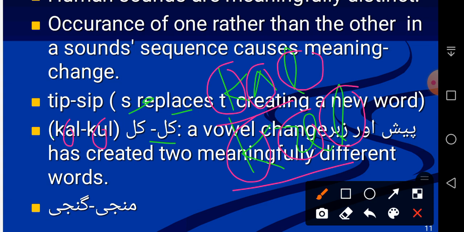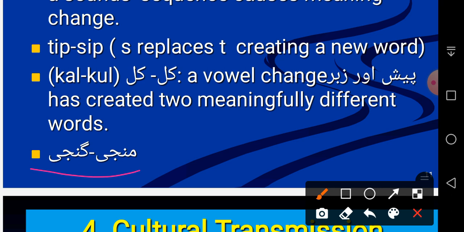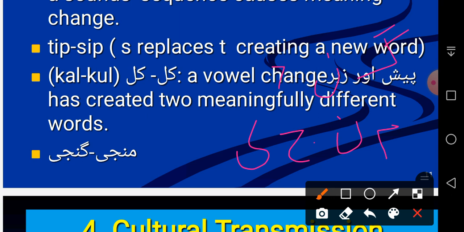And here is a word in Hindko or Punjabi. So you can say manji and ganji. Let's say ganji. Okay, let me again transcribe it. Meem, noon, and jeem, and ye, manji. Now we have gaf, noon, jeem, and ye.